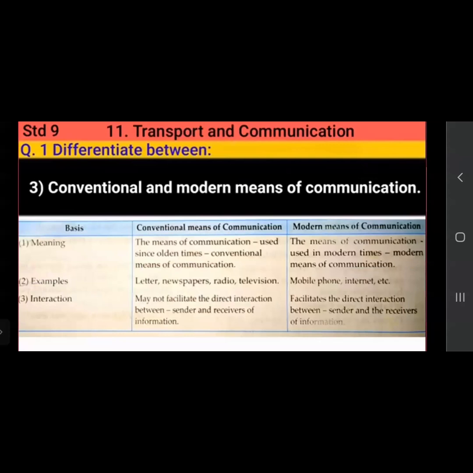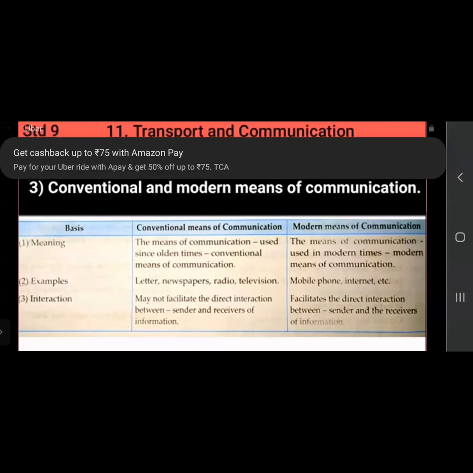Then conventional and modern means of transport, modern means of communication. Now, conventional means of communication, modern means of communication. The means of communication used since olden times is conventional means of communication. And the means of communication used in modern times is modern means of communication. The examples are letters, newspaper, radio, television. And in modern, it is mobile phone, internet, etc.